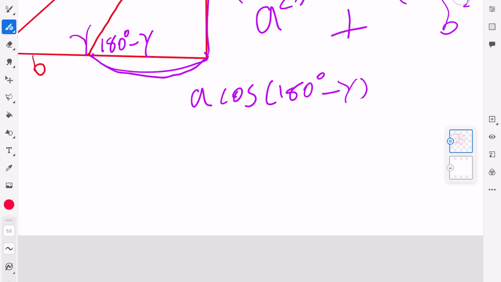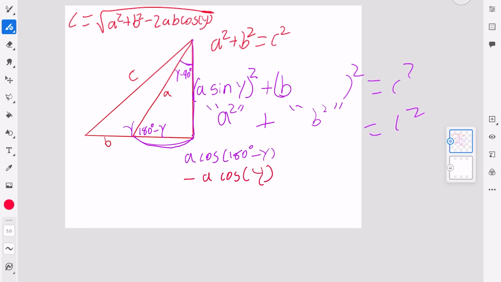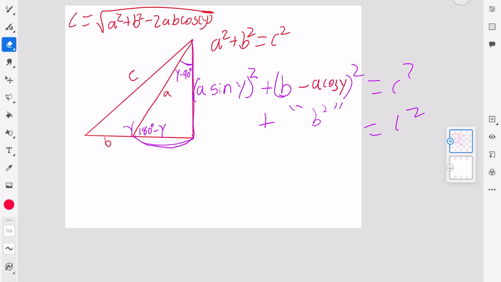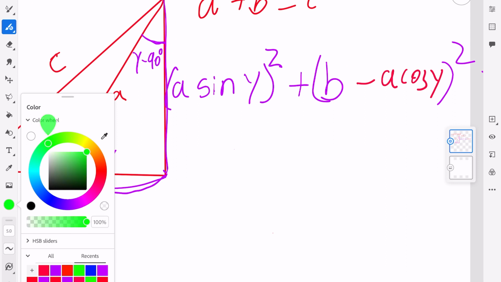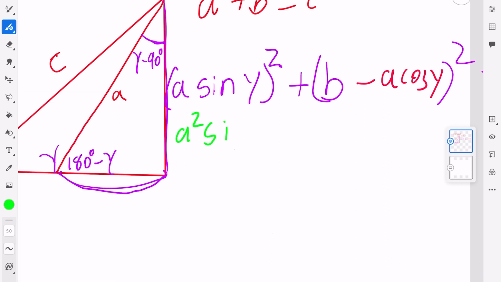So let's rewrite this as a cosine of, my bad, negative a cosine of just gamma. So now we have all our elements. So let's get to the algebra. I'm going to try to do this a bit faster since I'm taking a lot of time.